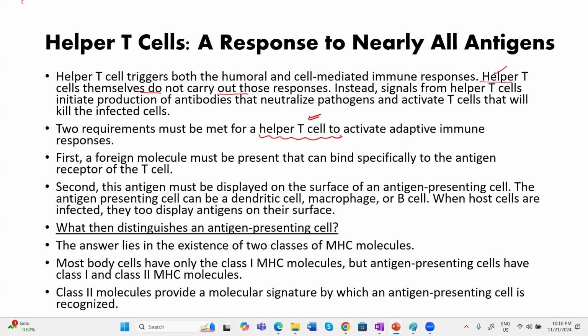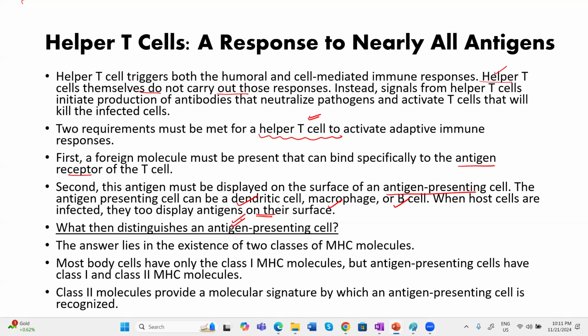First of all, the pathogen which is processed by antigen presenting cells. A few specialized cells like dendritic cell, macrophage or B cell are known as antigen presenting cells. They will process and display the fragment of the antigen on their surface. The first is that the antigen presenting cell has to display the fragment on its surface, and second, the helper T cell should specifically bind to this with the help of its antigen receptors present on the T cell. Is it clear?